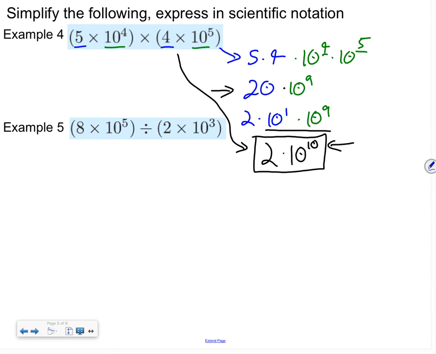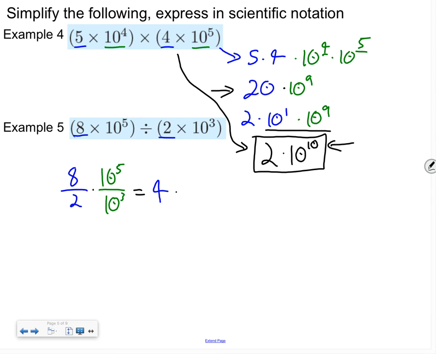So I'm going to group my 8 and 2 together. So I got 8 divided by 2. And then I'm also going to group my powers of 10 together. So I have 10 to the 5th divided by 10 to the 3rd. Okay? Well, now I simplify. 8 divided by 2 is going to be 4, and 10 to the 5th divided by 10 to the 3rd.